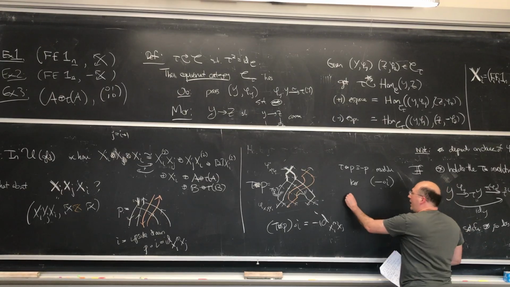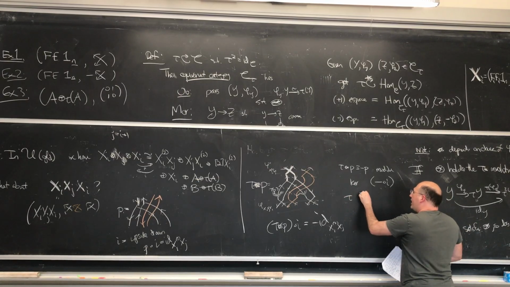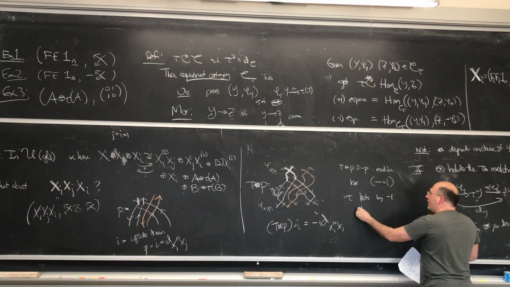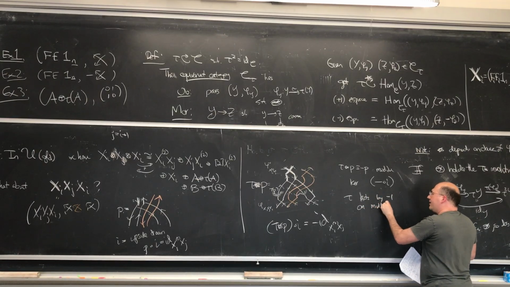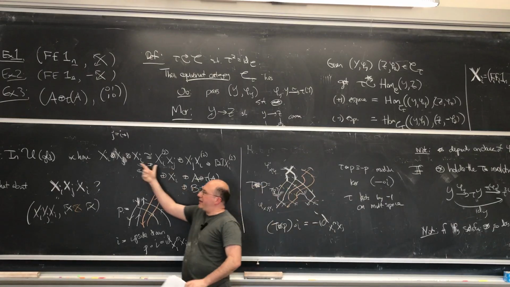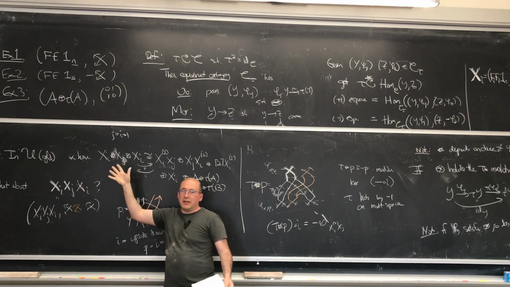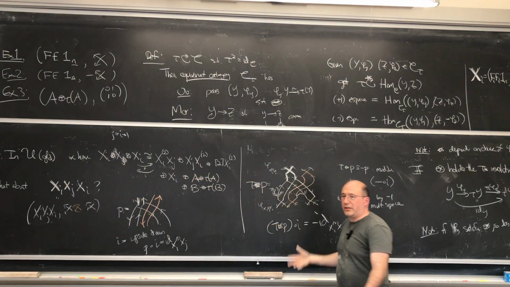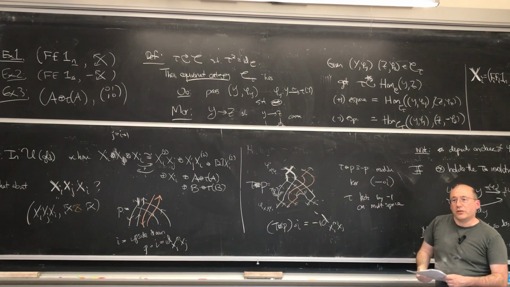Okay? So tau acts by minus 1 on the multiplicity space for this thing as a summand of that thing. Okay? Multiplicity spaces are something you can define as a quotient of Hom spaces, and they're very useful things.